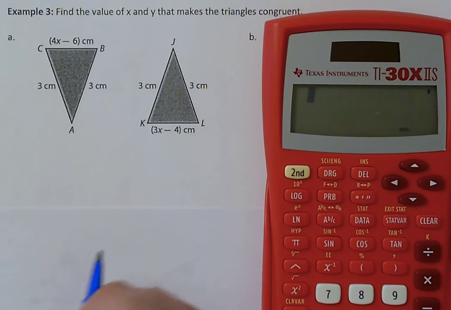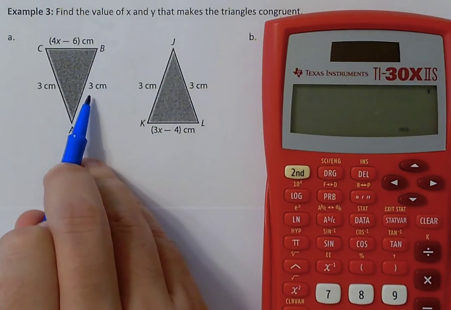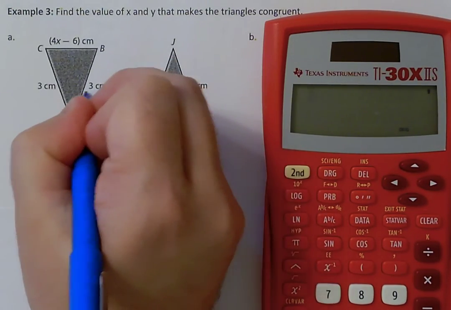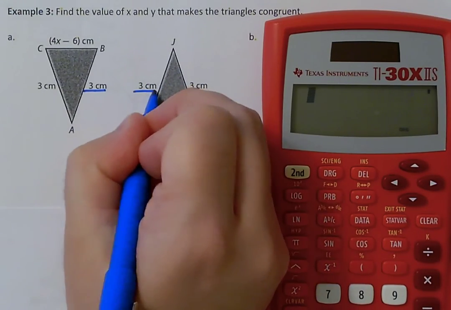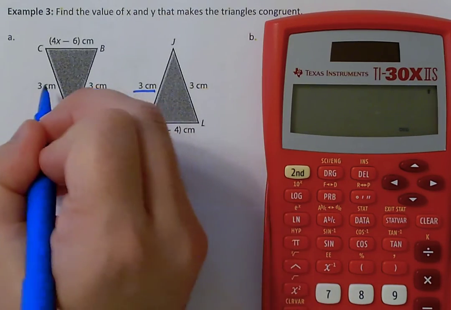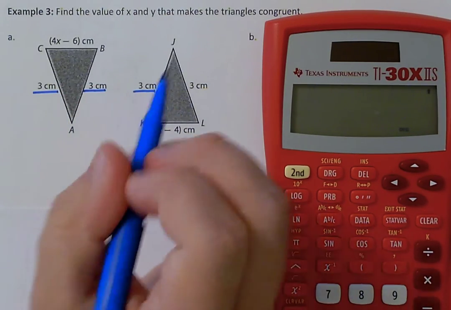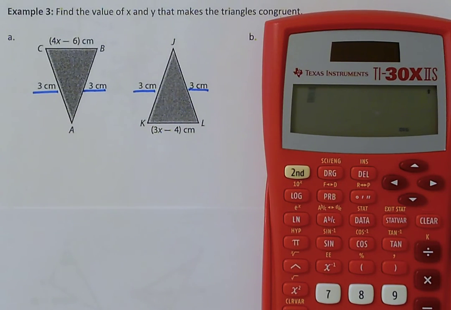So first of all, with the side AB, this is 3 centimeters. Okay, so AB is 3 centimeters. And I have a matching pair of JK in the other triangle. And then AC is also 3 centimeters. And I have another matching pair in JL. So I don't need to worry about those two parts because I've already identified them.